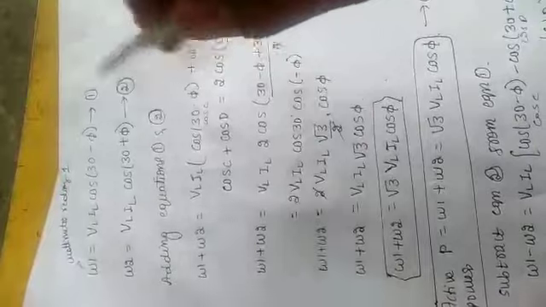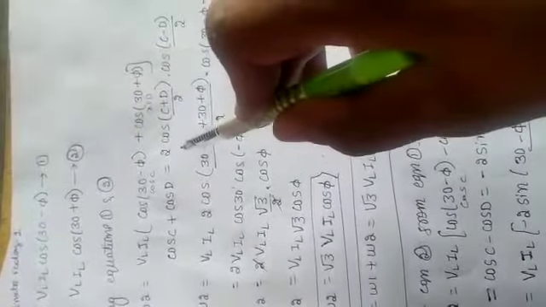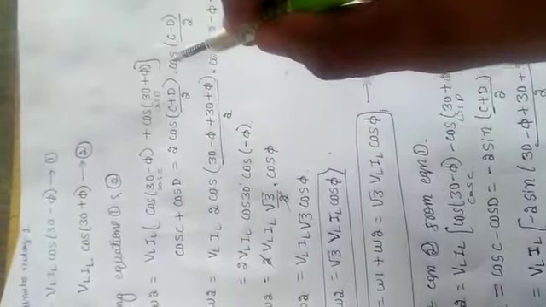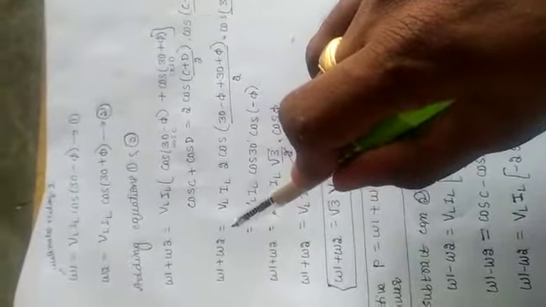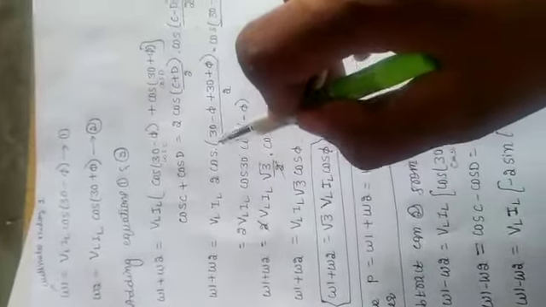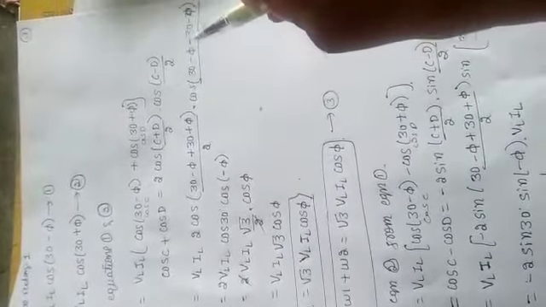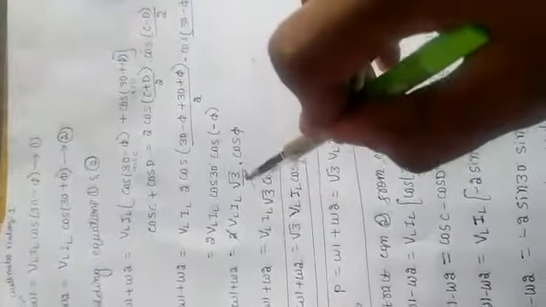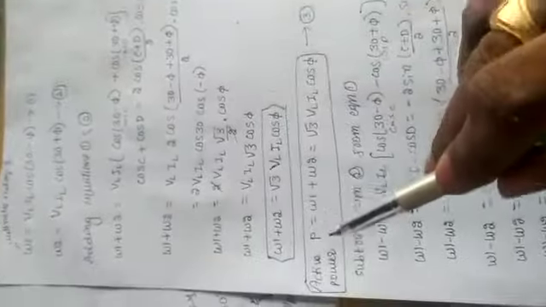Add equation 1 and 2. If you add equation 1 and 2, then you will get VL IL [cos(30 minus phi) plus cos(30 plus phi)]. Cos C plus cos D can be written as 2 cos((C plus D)/2) into cos((C minus D)/2). Okay, so W1 plus W2 equals 2 times cos((30 minus phi plus 30 plus phi)/2) cos((30 minus phi minus 30 minus phi)/2). If you simplify this, cos of minus phi is cos phi, the 2 cancels, you will get root 3 VL IL cos phi. This is called the active power P.